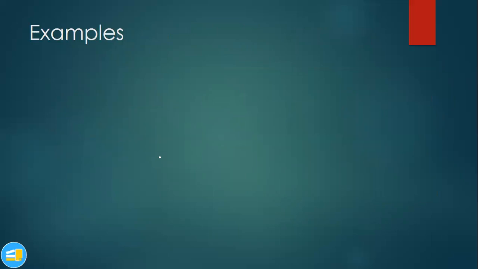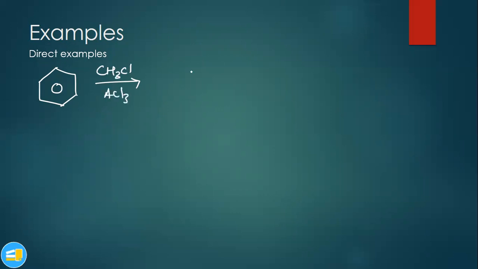Let's take some examples of Friedel-Crafts reaction. Let's say a direct example, where there is no rearrangement of carbocation. Let's say someone asks you to form toluene from the benzene ring. In order to do that, we'll have to react benzene with CH3Cl in presence of AlCl3. So toluene will be formed as a product of the reaction.